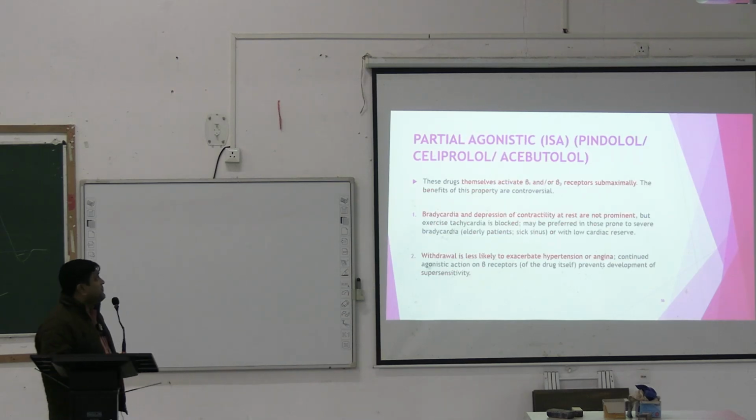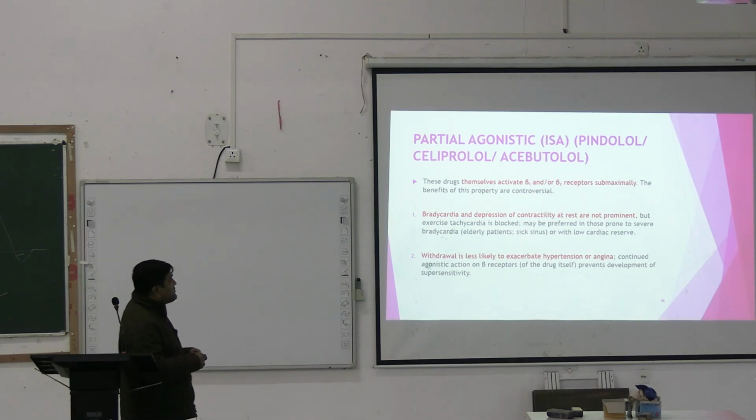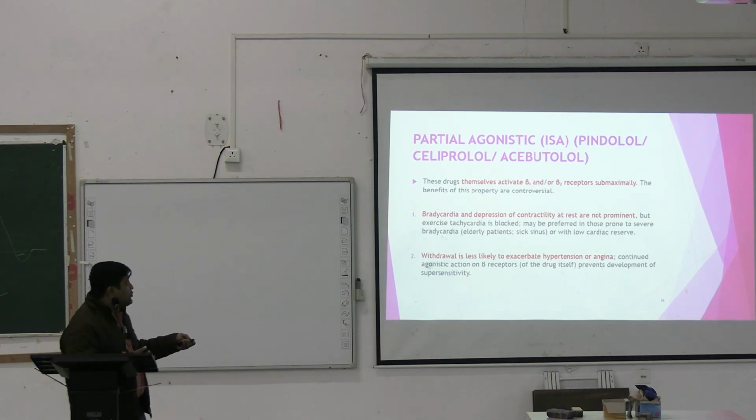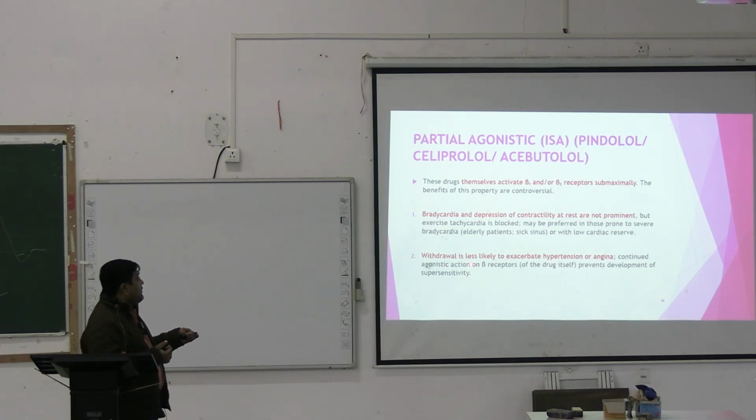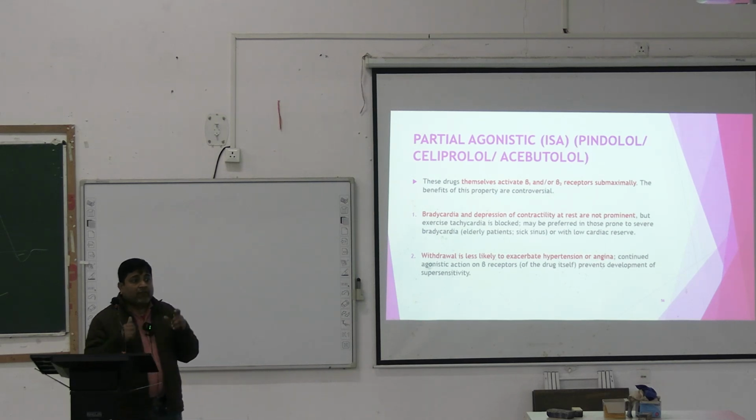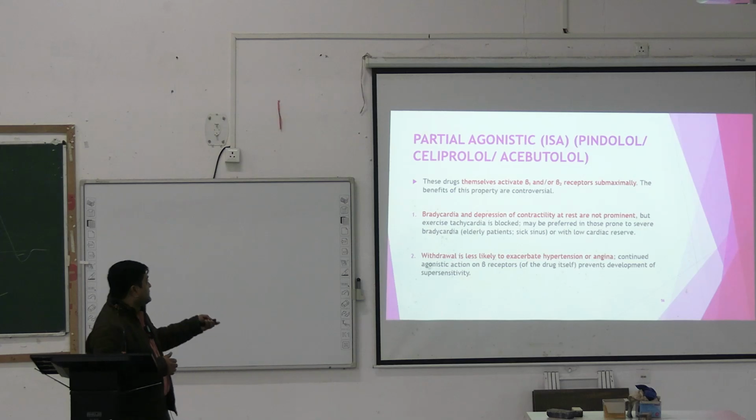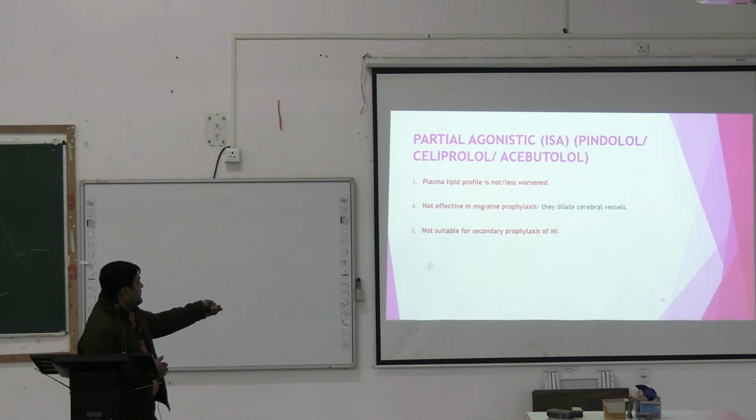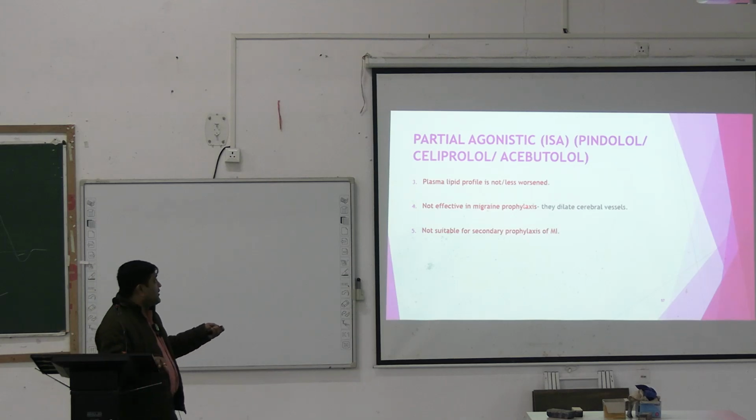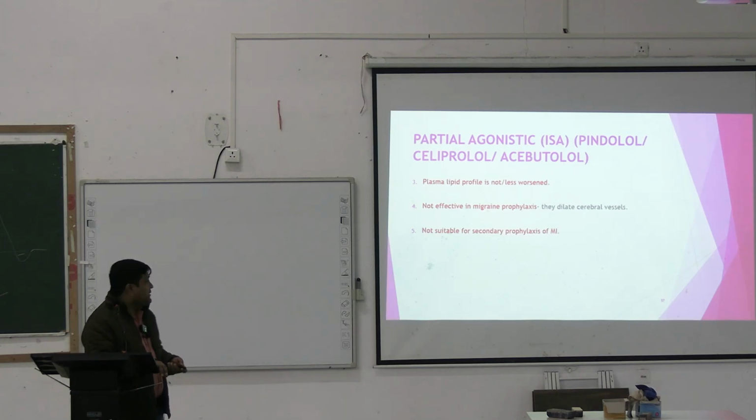Now, partial agonistic beta blockers, these drugs themselves activate beta-1 and or beta-2 receptors submaximally. Bradycardia and depression of cardiac contractility at rest is not so much prominent. Withdrawal is less likely to exacerbate hypertension or angina. These are advantages with cardio-selective beta blockers with partial agonistic activity. Now, plasma lipid profile is not worsened, not effective in migraine prophylaxis, and not suitable for secondary prophylaxis of MI.